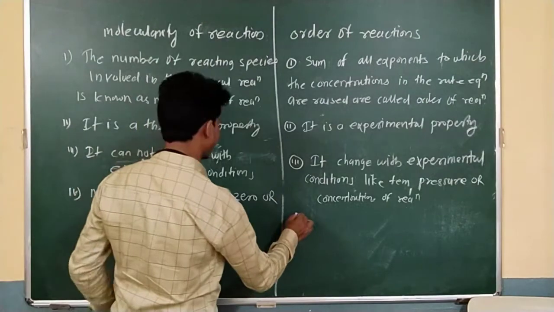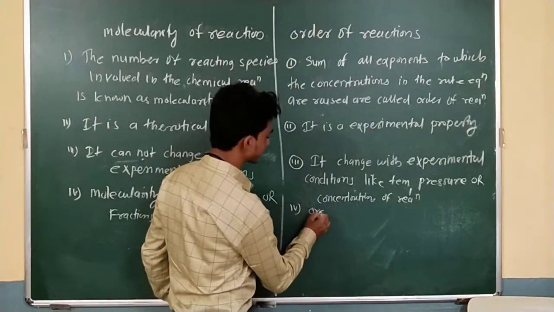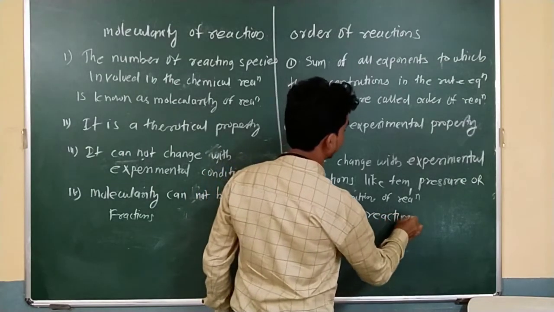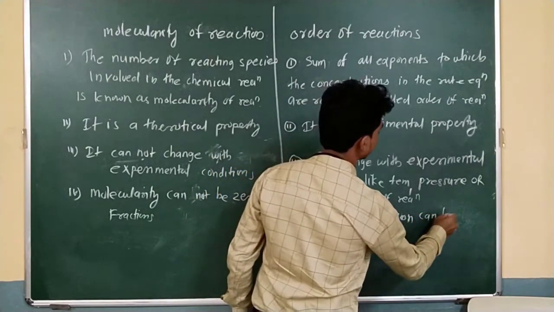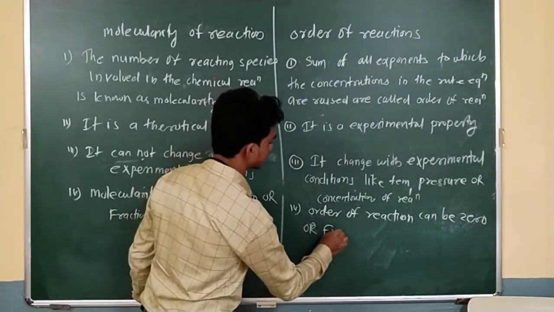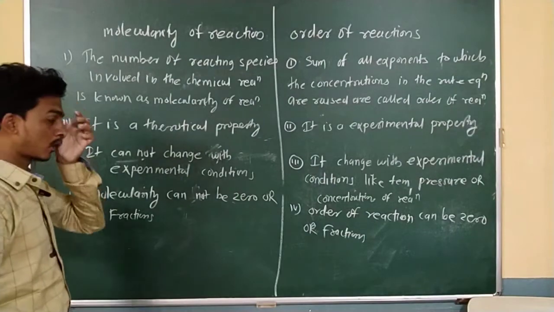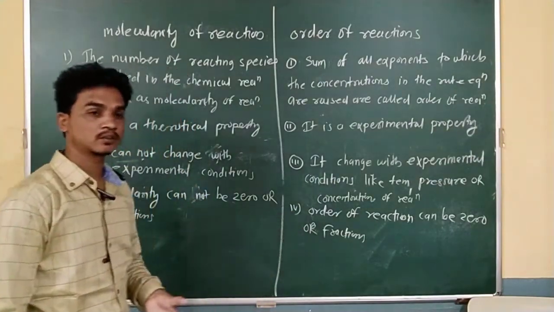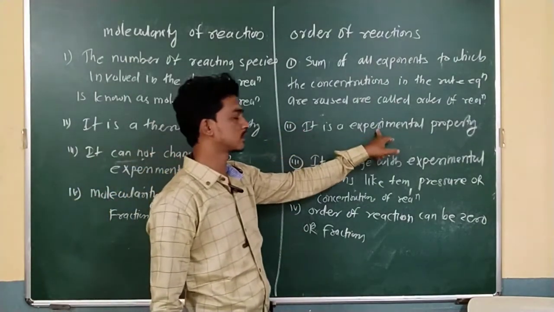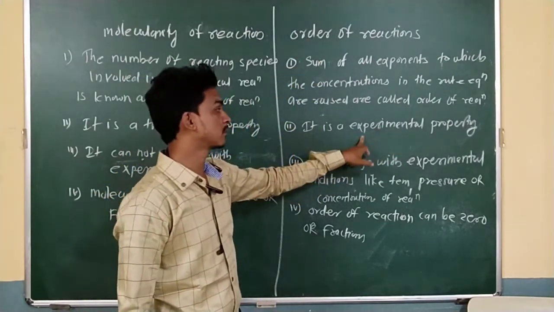Okay, so in these definitions you have to write exactly the opposite. Order of reactions can be zero or fractions. Order of any chemical reaction can be zero or maybe fractions. Okay, so this is an experimental property. This is a very important sentence you have to remember in the case of order: the experimental property.